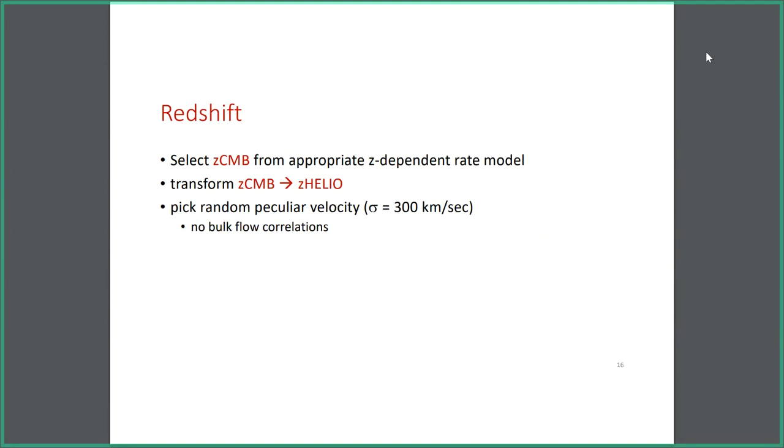Okay, next slide. The redshift, you know, we select the CMB frame redshift from an appropriate model. We transform to heliocentric, and we pick a random peculiar velocity. Again, no bulk flow corrections, so studies of sigma 8 and things like that won't work here. Next slide.